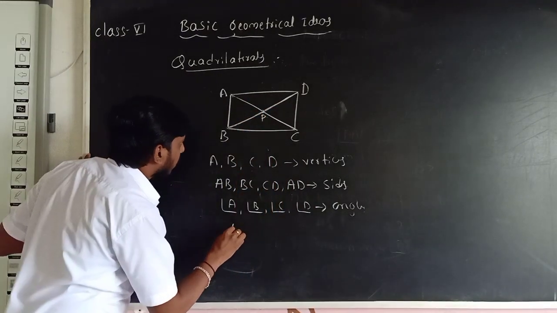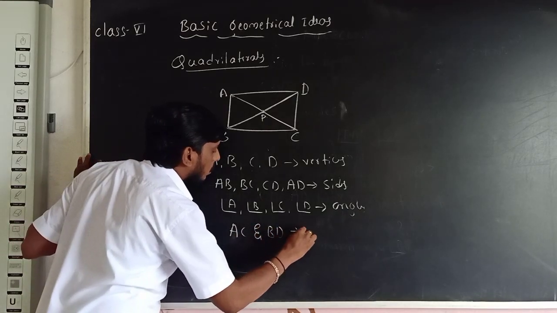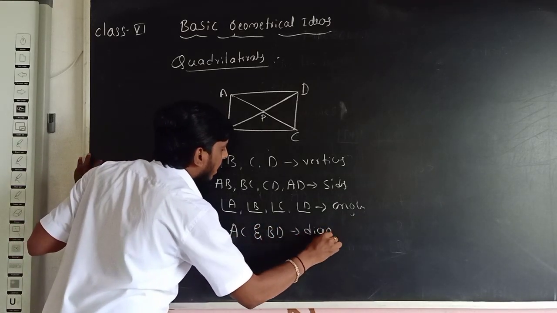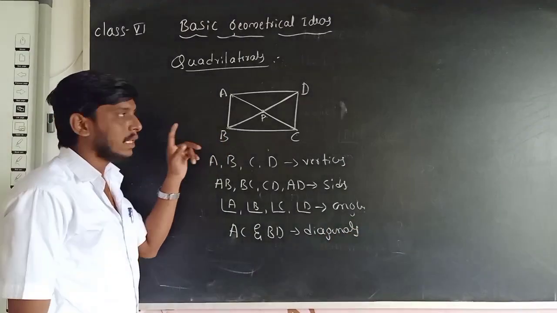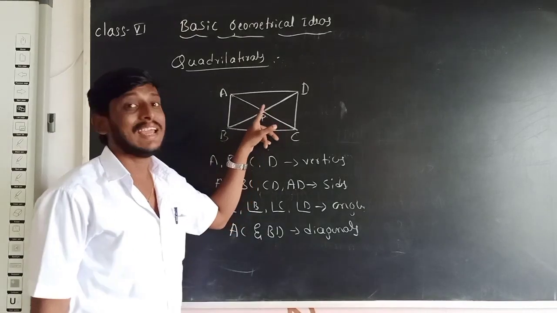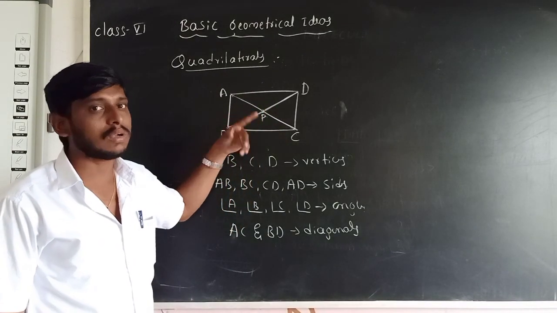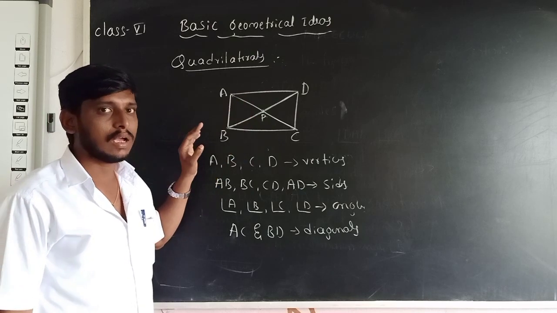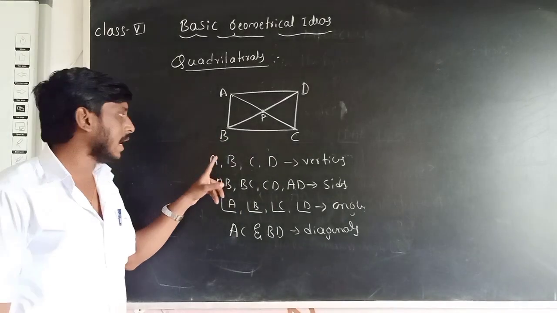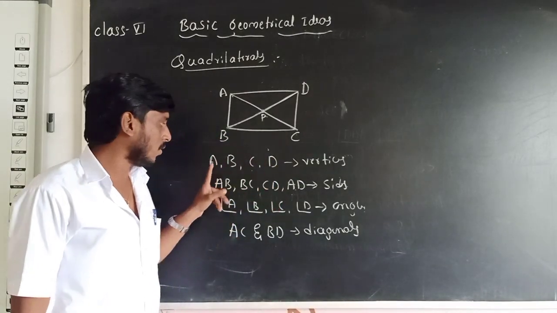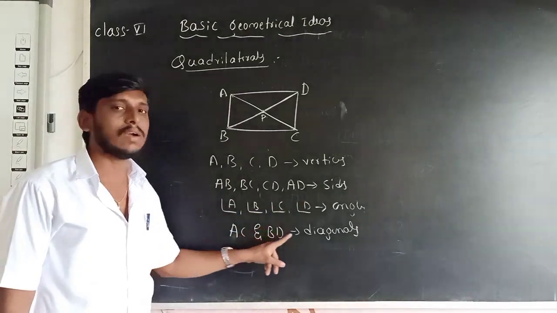Okay. So here AC and BD are what? Diagonals of the quadrilateral ABCD. These two diagonals intersect at a point P inside the quadrilateral, not outside. Exterior is nothing but outside. What are the properties of a quadrilateral? It has 4 vertices, 4 sides, 4 angles, and 2 diagonals.